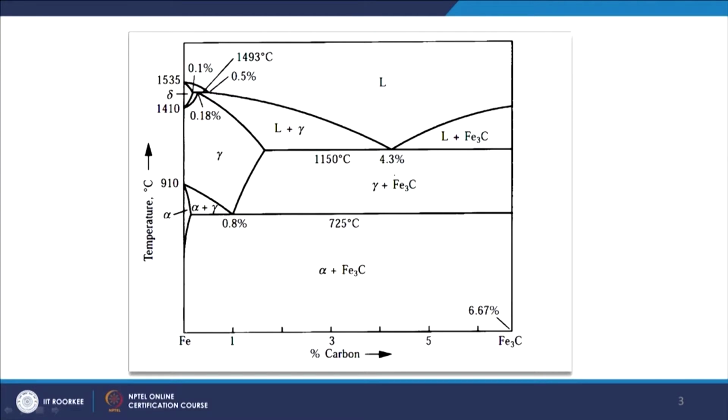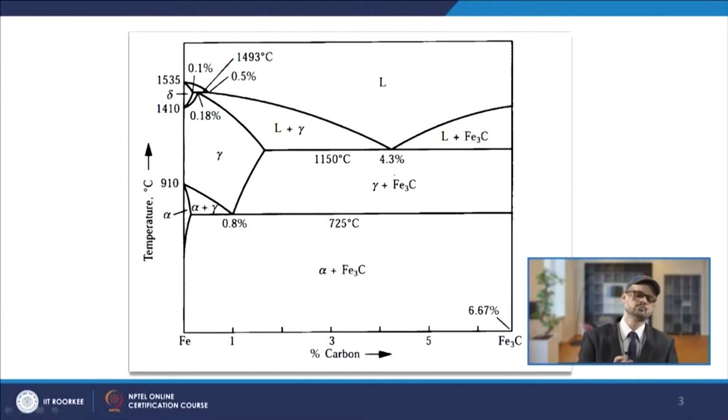However, you have one intermediate intermetallic phase at 6.67% carbon, that is Fe3C, iron carbide, known as cementite. So, many times we also call it the iron cementite phase diagram. Now, if you look at this diagram, the carbon percentage is increasing in this direction, and this is 1535 or 1538 degree centigrade.